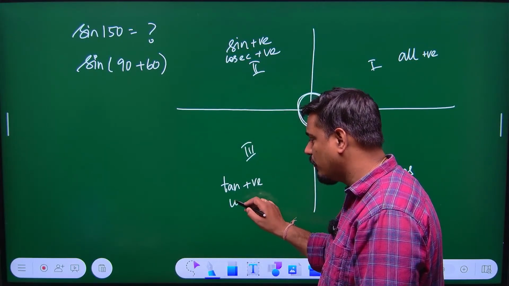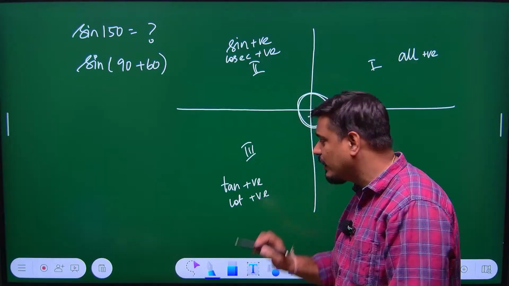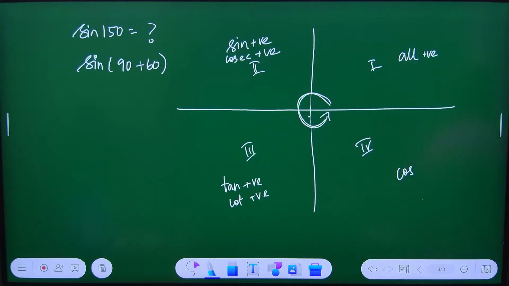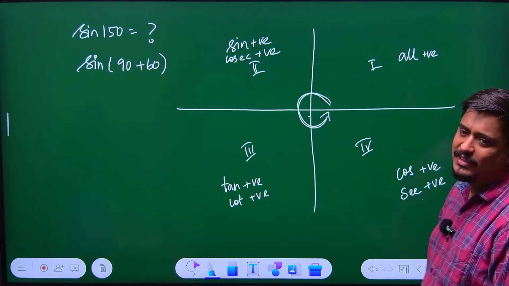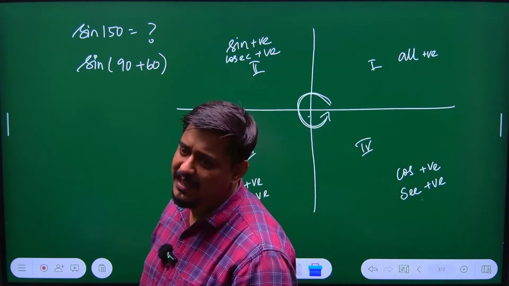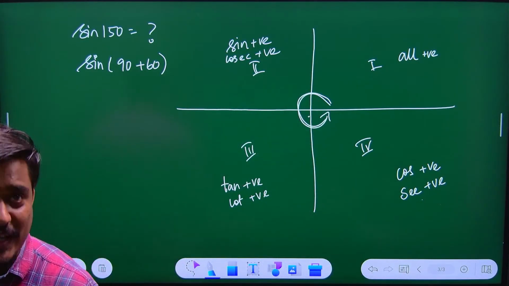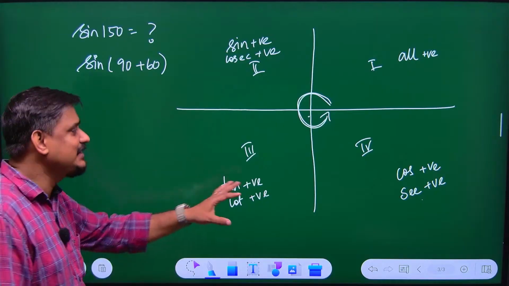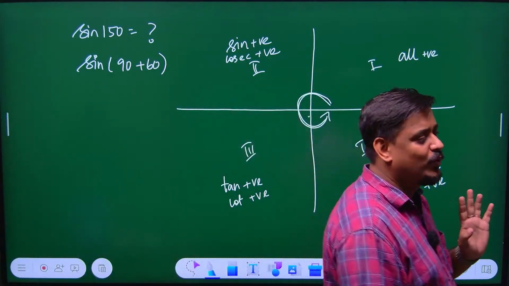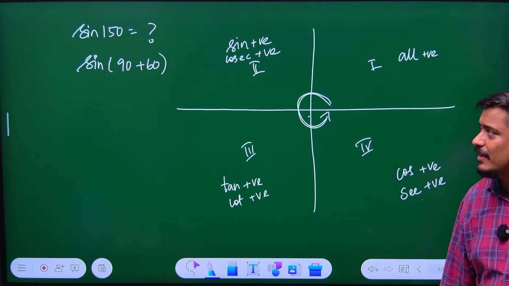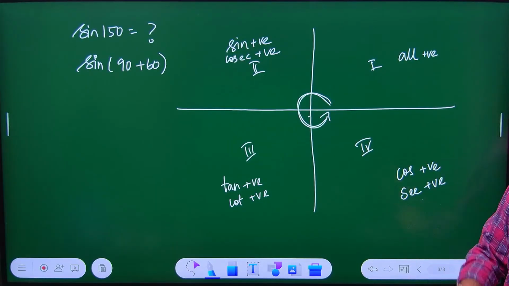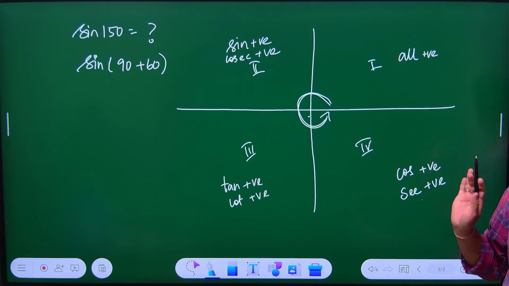So obviously cot will be positive. Rest all the ratios will be negative. Sine, cos, sec, cosec, everything will be negative here. And since cos is positive here, then secant will also be positive. Sine, cosec, tan, cot would be negative. So we come to know which of these trigonometric ratios are positive and which are negative, in which quadrant. First thing is clear to you?